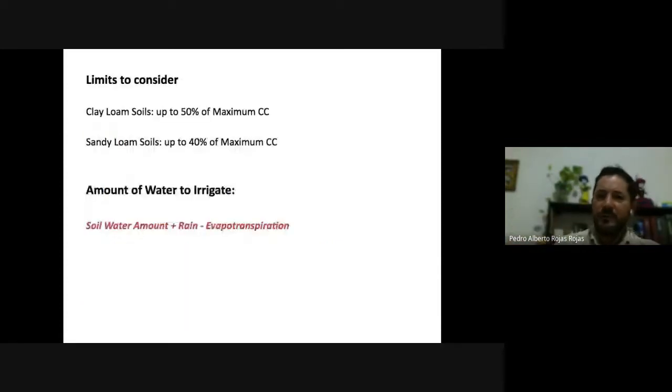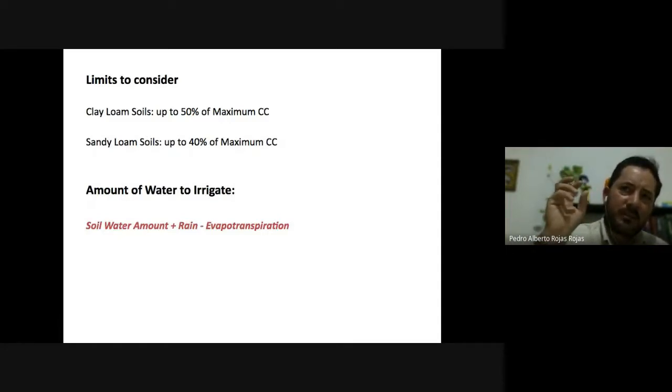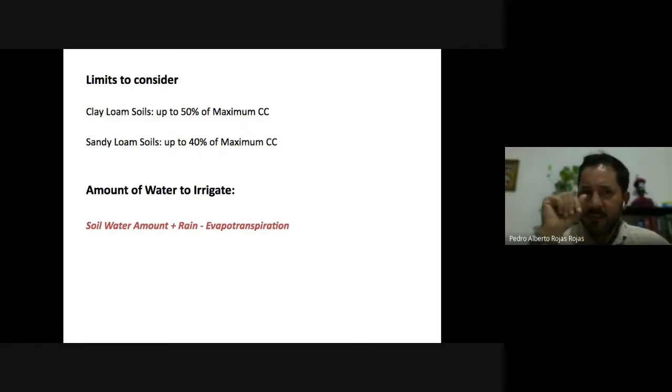So of course there are limits to consider. In clay loam soils, this is up to 50% of the maximum of the field capacity. In sandy soils, it is up to 40% of the maximum of the field capacity. So the amount of water to irrigate is the difference of the soil water amount plus rain less the evapotranspiration. This is the quantity of water that all the crops need to have a good development.